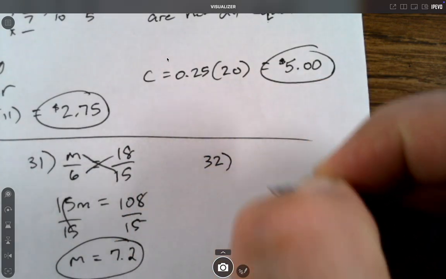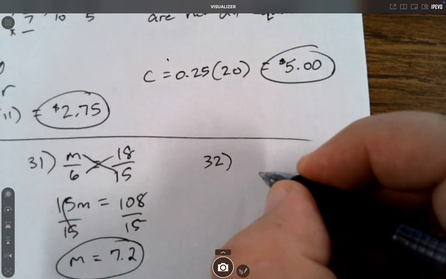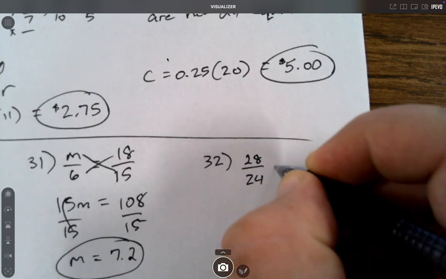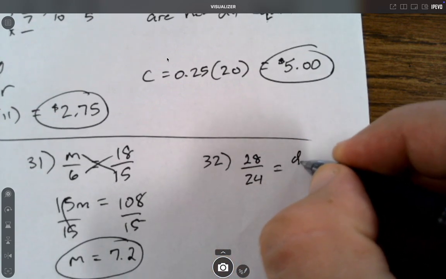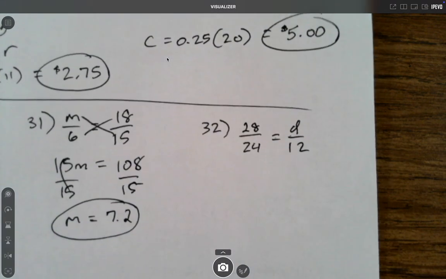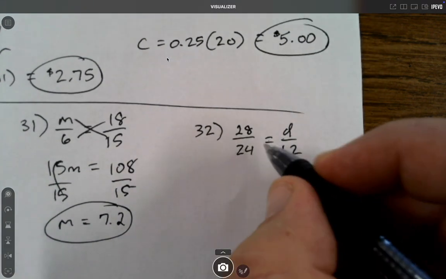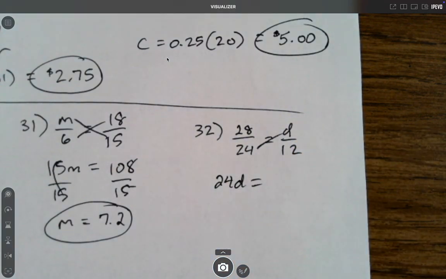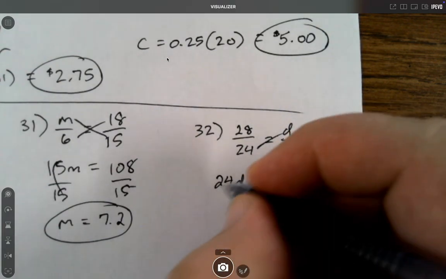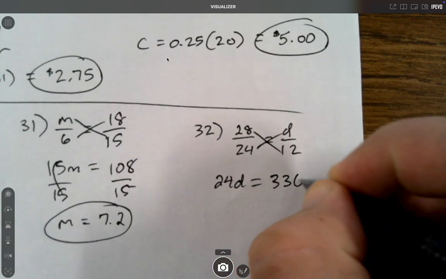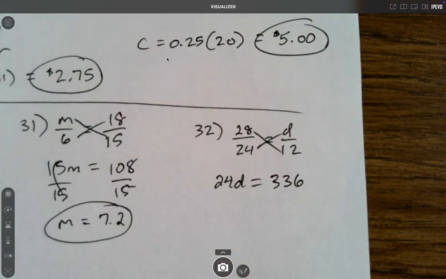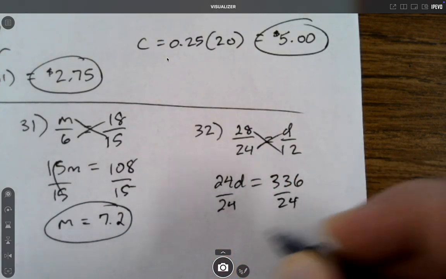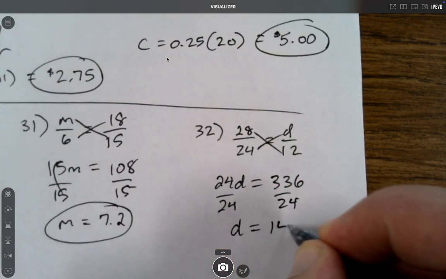32. 28 over 24 equals D over 12. So we cross multiply, 24 times D, and then 28 times 12 is 336. Now we divide both sides by 24. We get D equals 14.